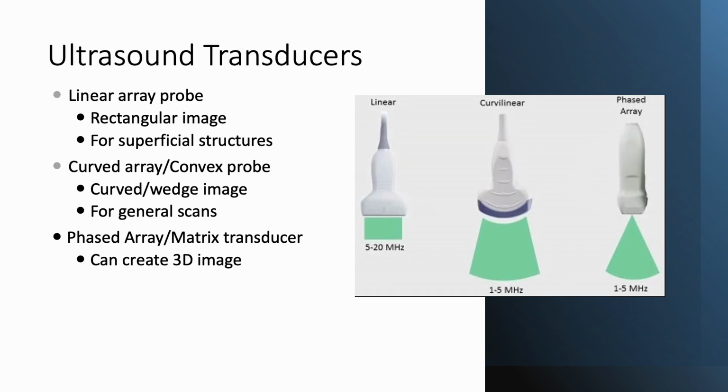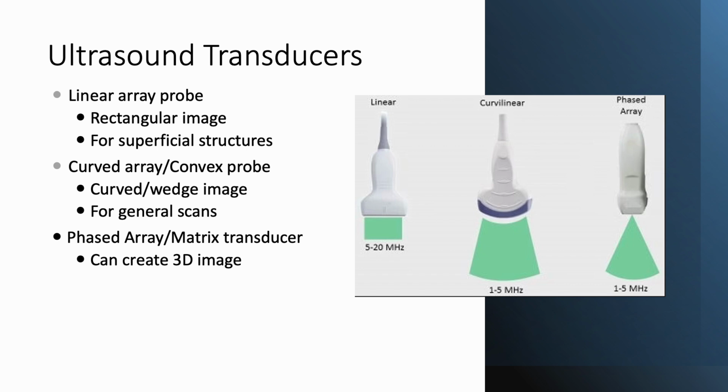In addition to different megahertz characteristics, the probes can come in different styles or types. So a linear array probe has a very linear end to the transducer, and the image will appear rectangular. And these are best for superficial structures. They tend to be higher megahertz. And so the picture will appear rectangular because the sound waves bounce off of a linear probe.